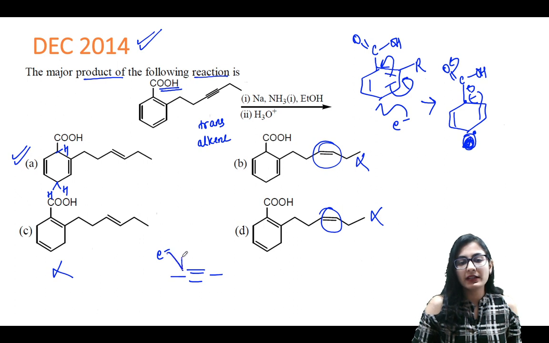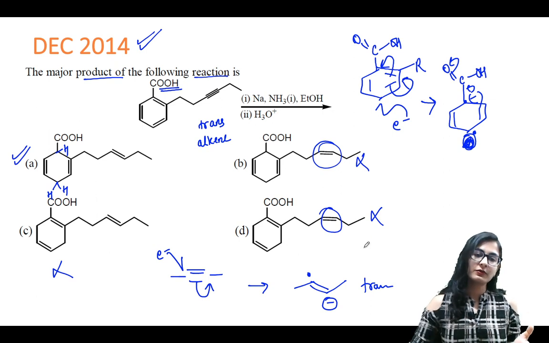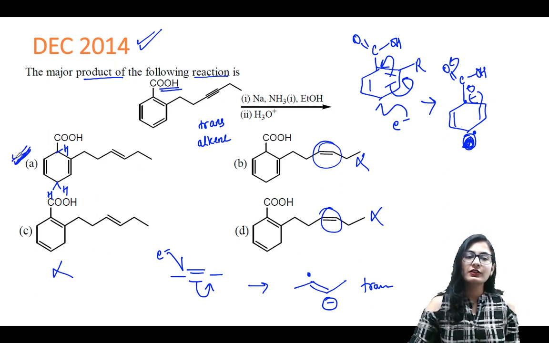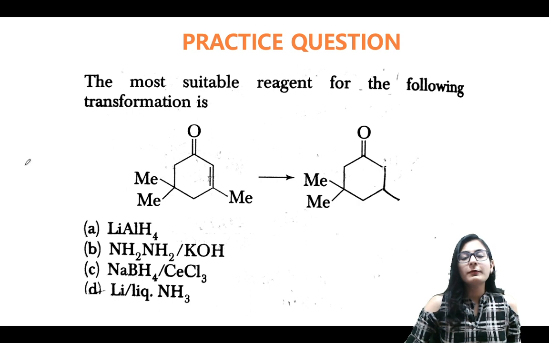Electron is provided on this carbon, and the stability of the radical anion is much more in the trans form as compared to the cis form. So definitely A is our correct answer over here. Let's now move to a practice question.